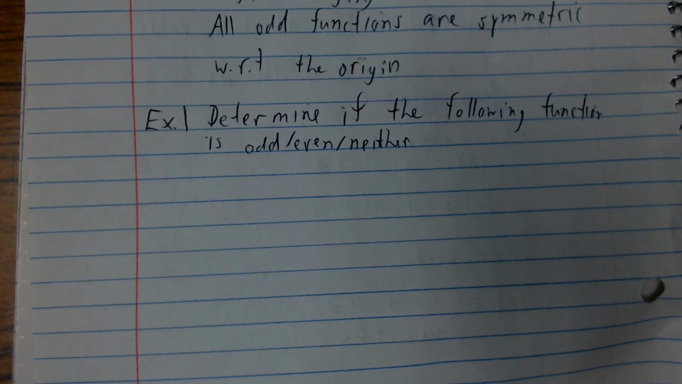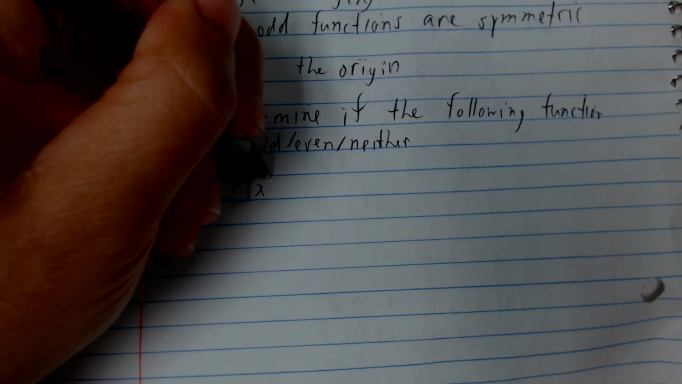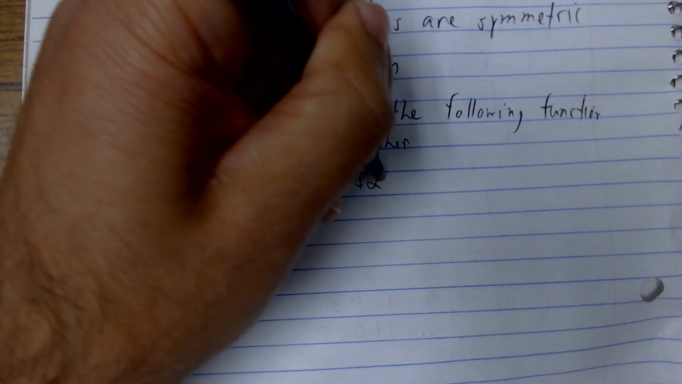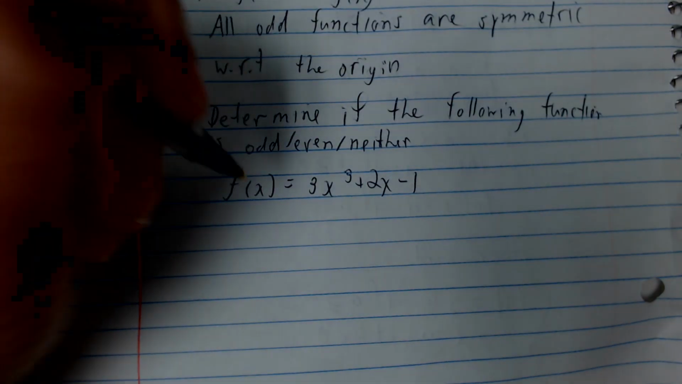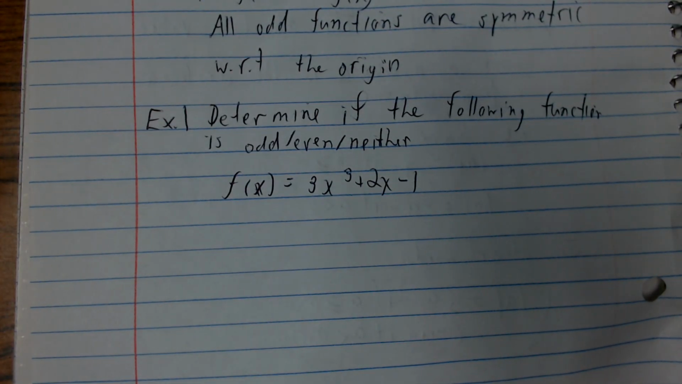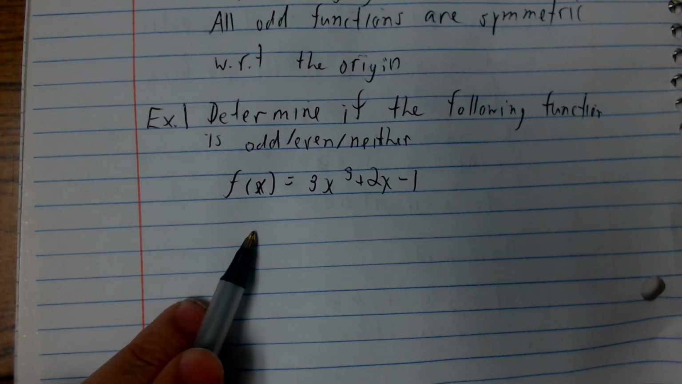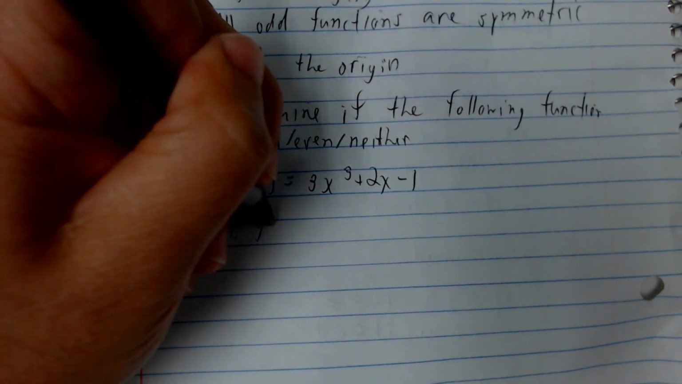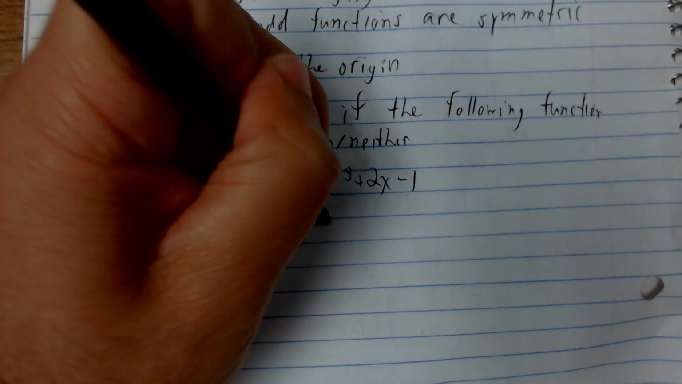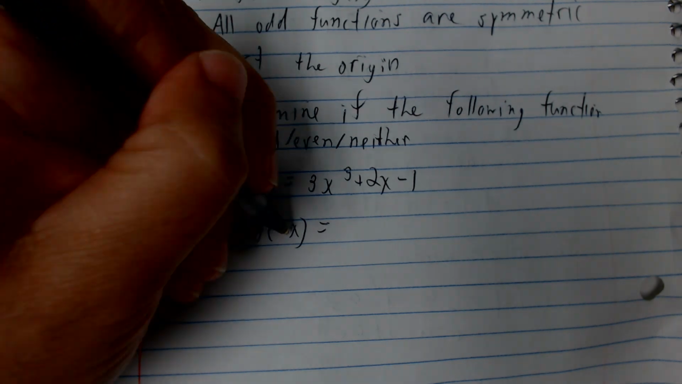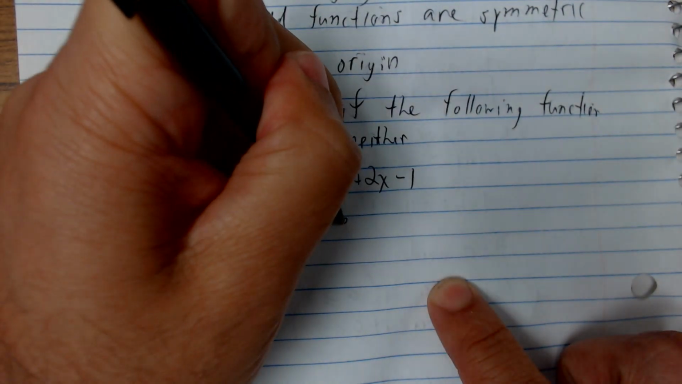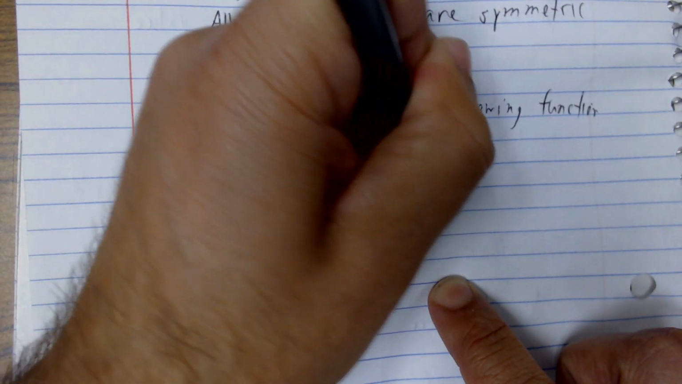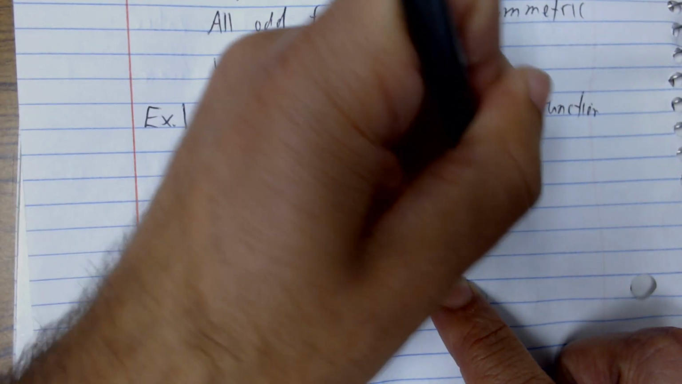So the function is f of x equals 3x cubed plus 2x minus 1. So what I want to do here is to check to see if this is even or odd. I grab x and I replace it with negative x. So the solution here is going to be replace x with negative x. And what do we get? So that means go to the original function. Everywhere you see an x, replace it with negative x, which gives us 3 times negative x quantity cubed plus 2 times negative x minus 1.